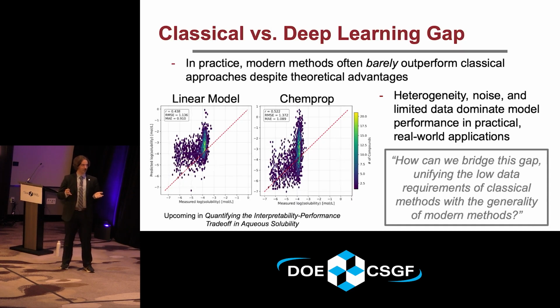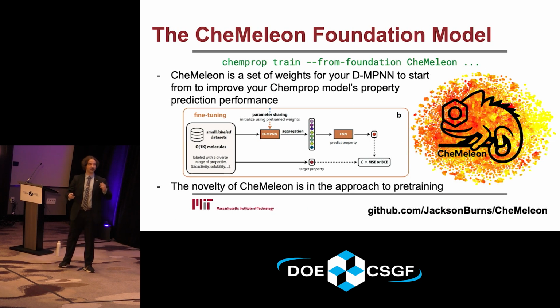So this is the title of the talk. Put into plain English, how can we bridge this gap, unifying the low data requirements of those classical methods with the generality of modern methods? So in one slide, that is the Chameleon foundation model. If you're one of our users, this is the extent of what Chameleon is to you. You just add from foundation Chameleon, and there you go. You get better results. Talk over.